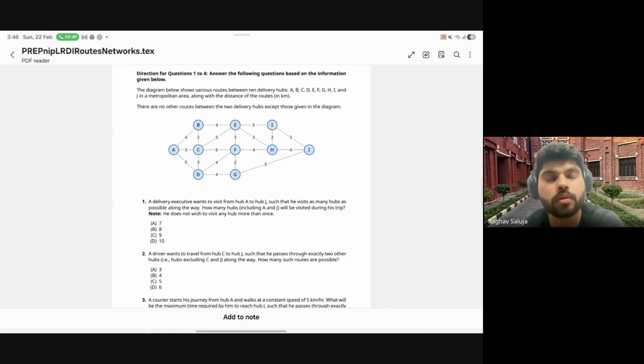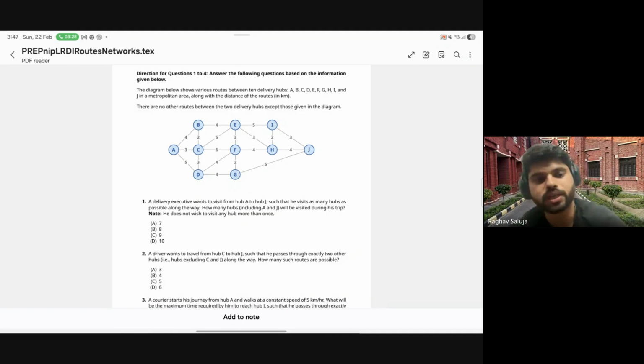Welcome everyone to our first session of Routes and Networks for LRDI CAT 2026. In this session, we are going to cover two very important questions of routes and networks, and we'll see how, in general, the concept works and how we can tackle any question related to the same. Stick till the end of the video, and I'm damn sure you'll be able to tackle almost every question of routes and networks post this. So, without wasting any further time, let's begin.